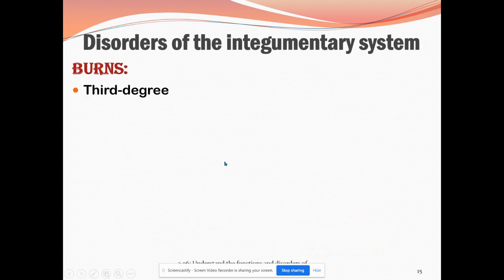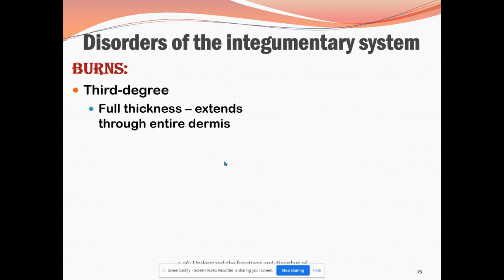3rd degree, and the last one we'll talk about today. 3rd degree is full thickness. It goes through the entirety of the dermis. So symptoms, no pain. Why would there be no pain? What was it that was in your dermis that let you feel things in the first place? Nerve endings. And guess what? You just burned them away. So there's no pain. It could be numb.